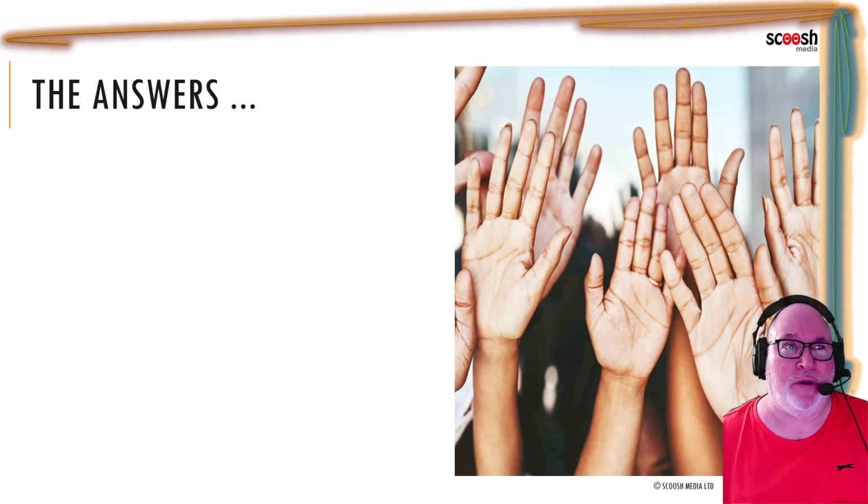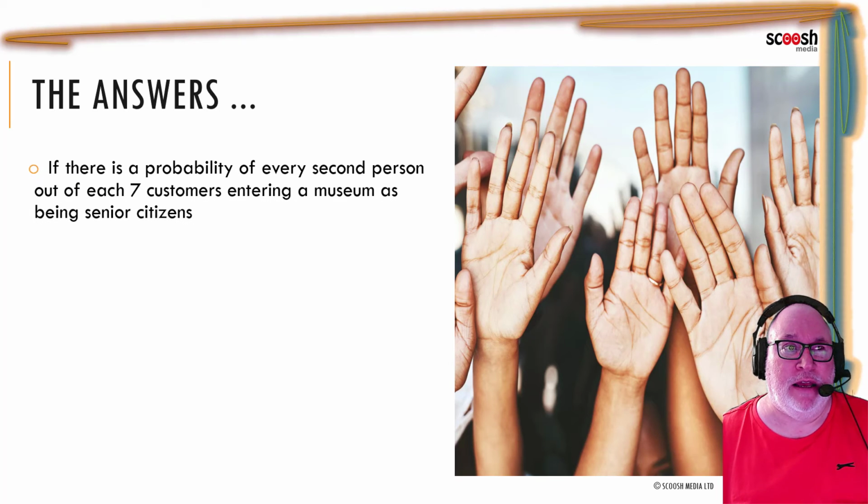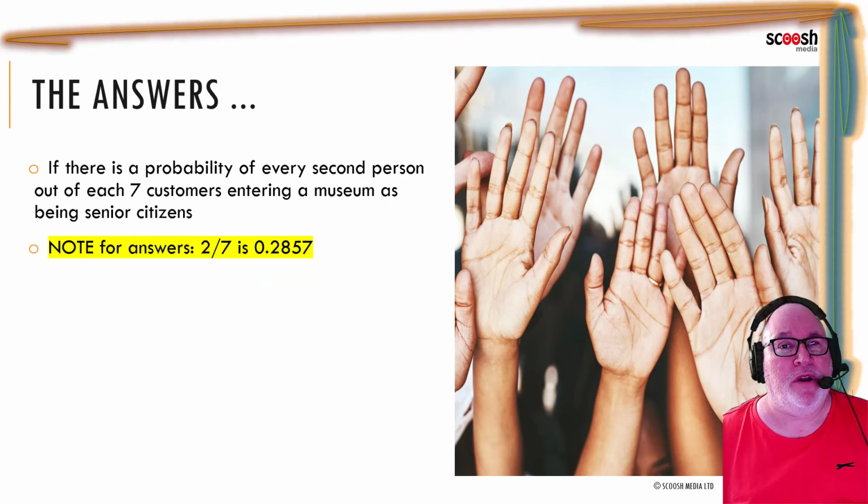The first question that we had is based upon the probability, and said there that every second person out of each 7 customers would possibly be senior citizens. That's the probability. So you'd work out the probability, I did say, as a fraction, so it's a chance of every 2 out of every 7. So it's 2 over 7. If you divide that out, 2 divided by 7, you get the decimal of 0.2857.